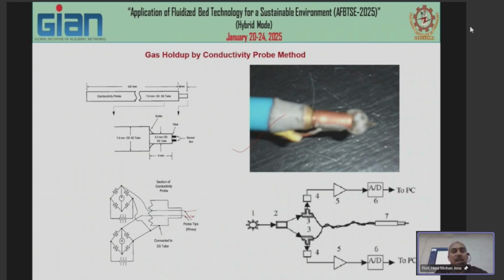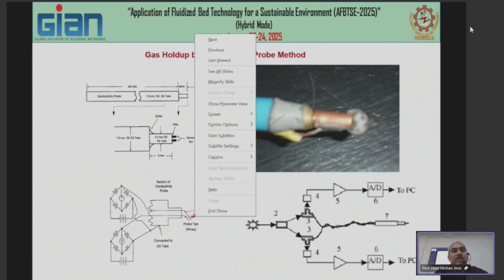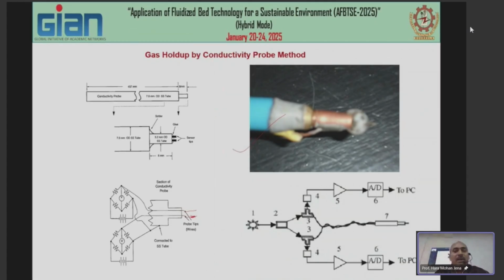Suppose we get the first signal at some time from this probe, then for the same bubble we will get another signal from the other probe. So from how much time difference there is, the bubble rise velocity can be determined. Also the size of the bubble can be determined. If it is touching this probe and this probe together, we will have one kind of signal.